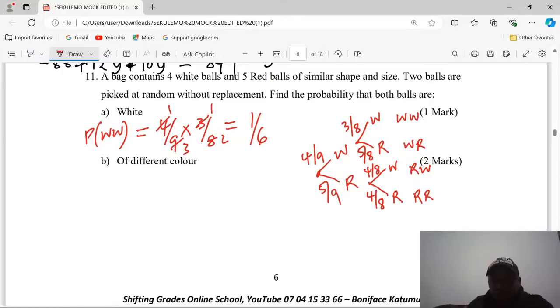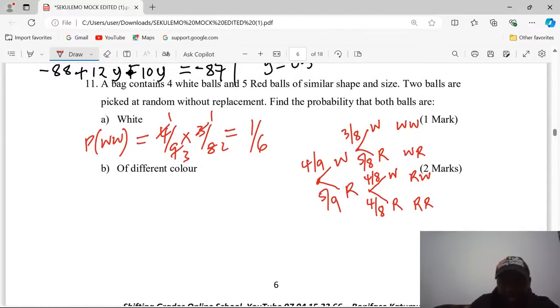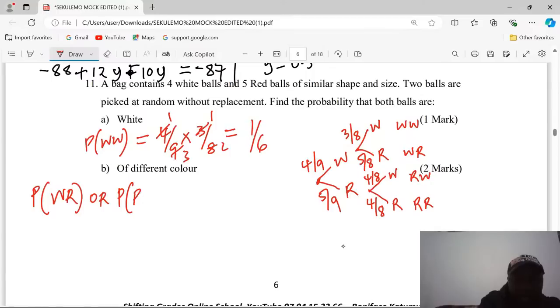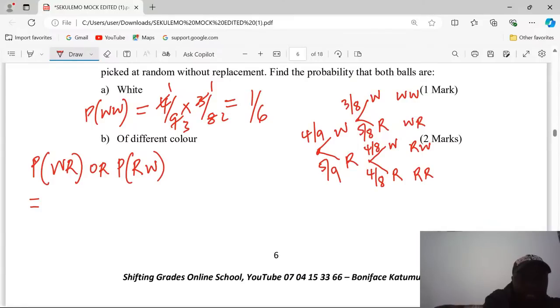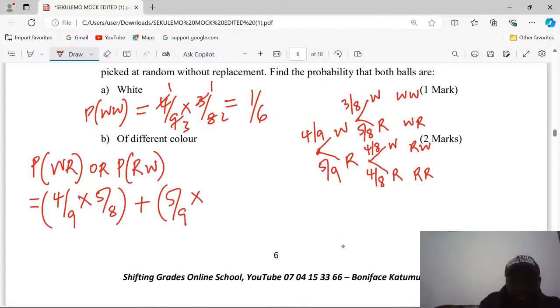Probability of picking 2 balls of different colors. So it can be probability we pick white and red, or probability we pick red then white. Those are both cases for different colors. So we can have a white 4 out of 9, and red shall be 5/8. Or means addition in probability. 5/9, that is red, then white 4 out of 8.